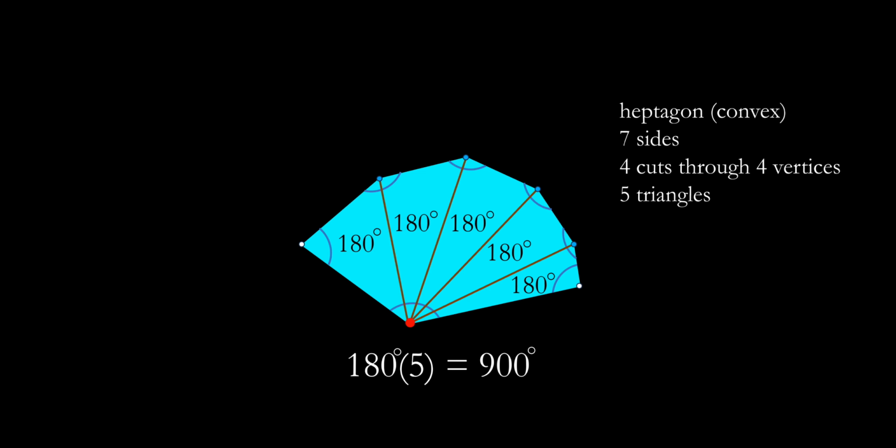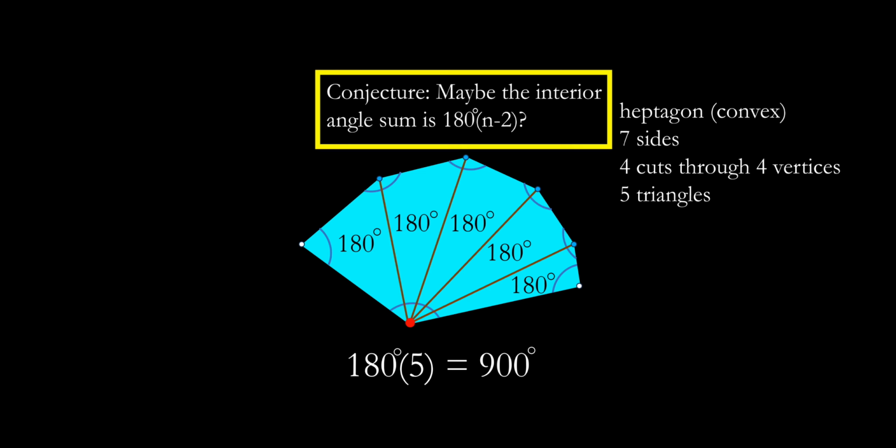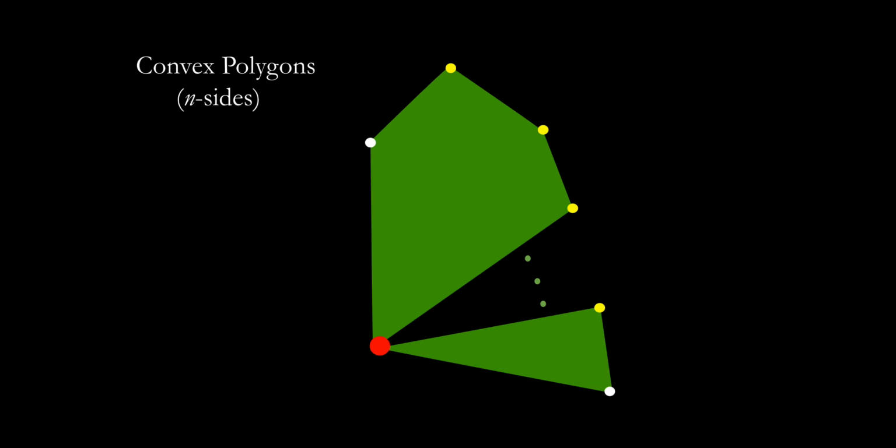From the previous examples, perhaps we can make a conjecture. Maybe for any polygon, or at least a convex polygon, the interior angle sum is 180 degrees times n minus 2, where n is the number of sides of the polygon. Now let's try to prove that the interior angle sum of any n-sided convex polygon is 180 degrees times n minus 2.